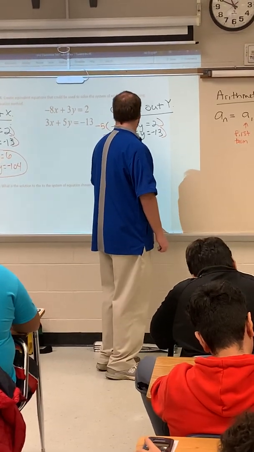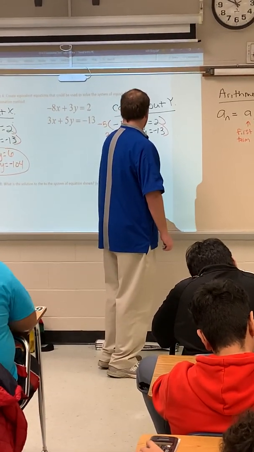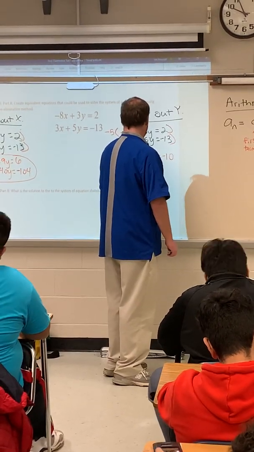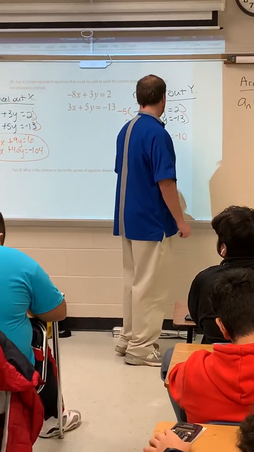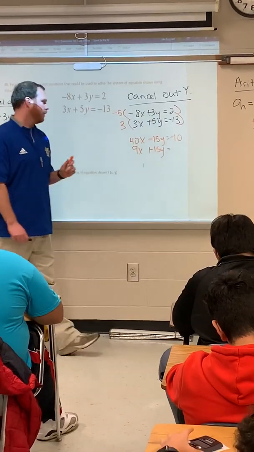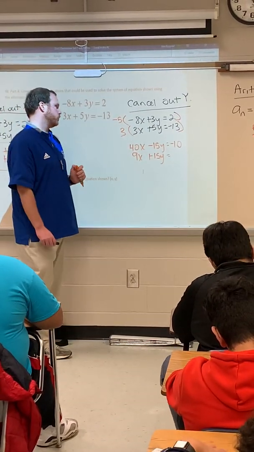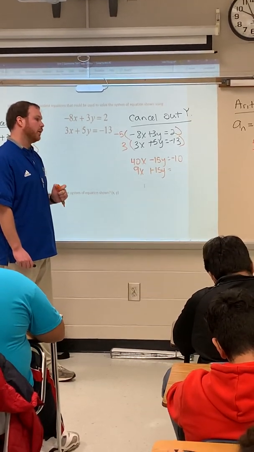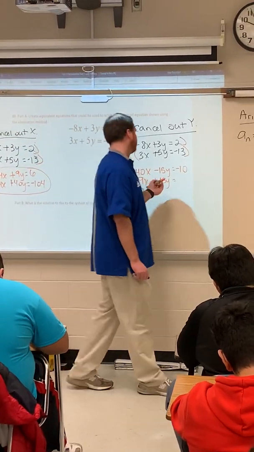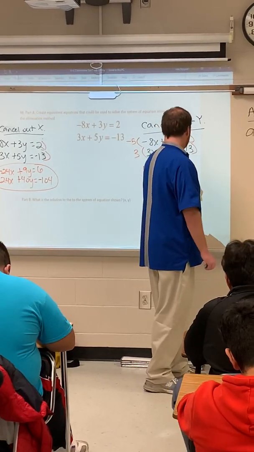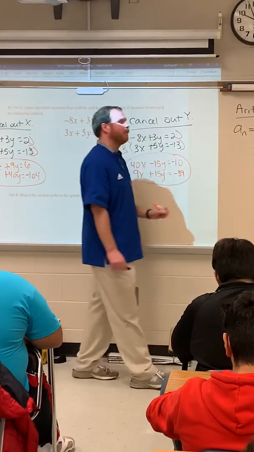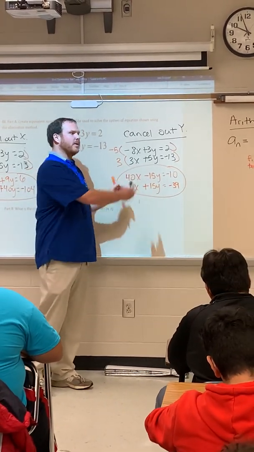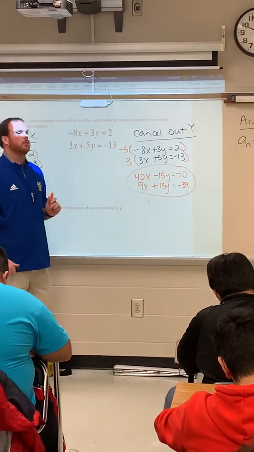So I'm going to do that. What's 3 times -13? -39. Go. And now I have my two equivalent equations. See how both of these, my y's cancel out? That's perfect. We can stop there.